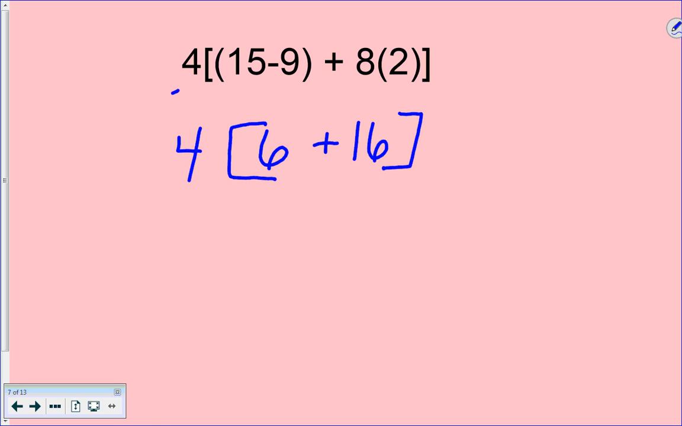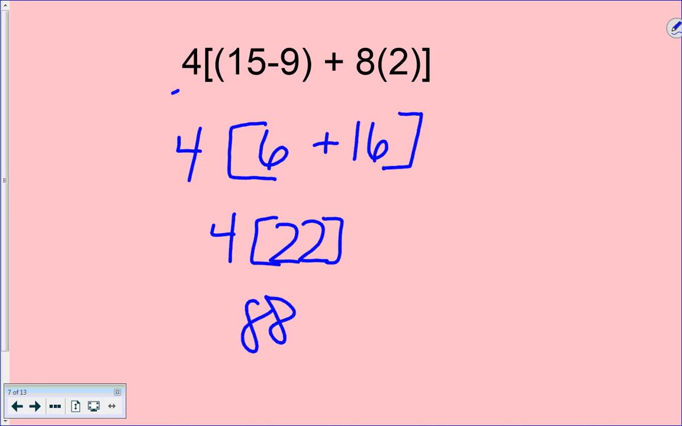Then what am I going to do? I have to do what's still inside the brackets first. So I'm going to add them. I get 22. Still in brackets. They act like parentheses. Now what am I going to do with that 4? Now I'm going to multiply. So that 4 is the last thing, or whatever number is out there, that's the last thing you do.